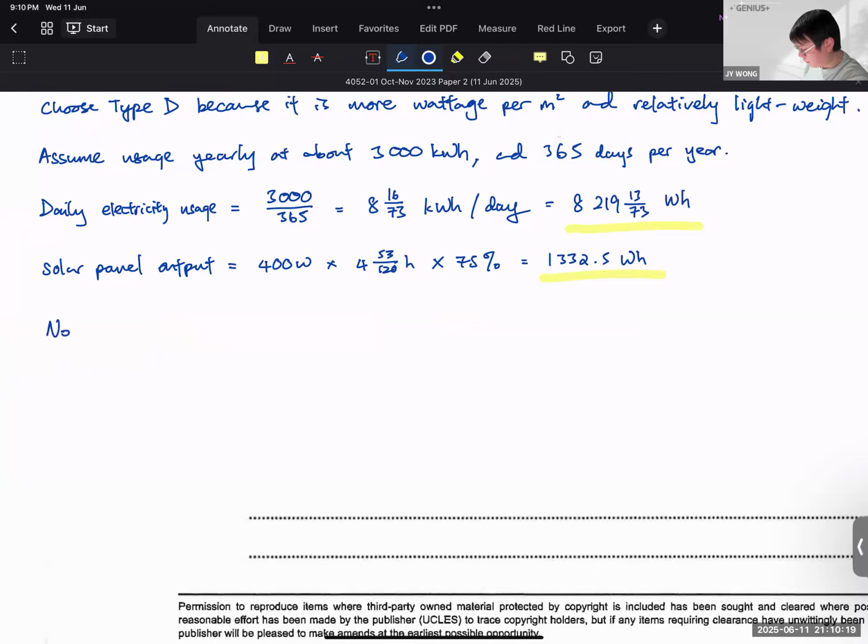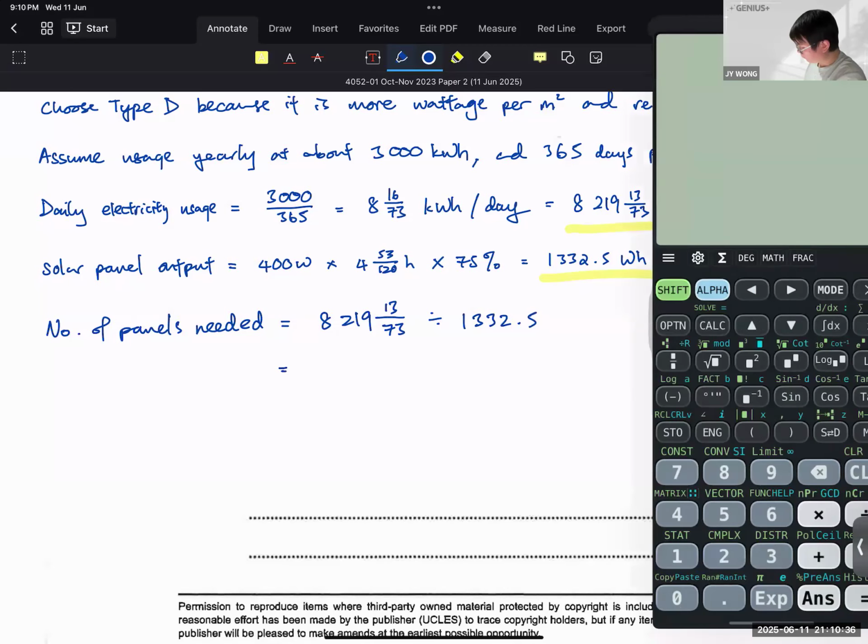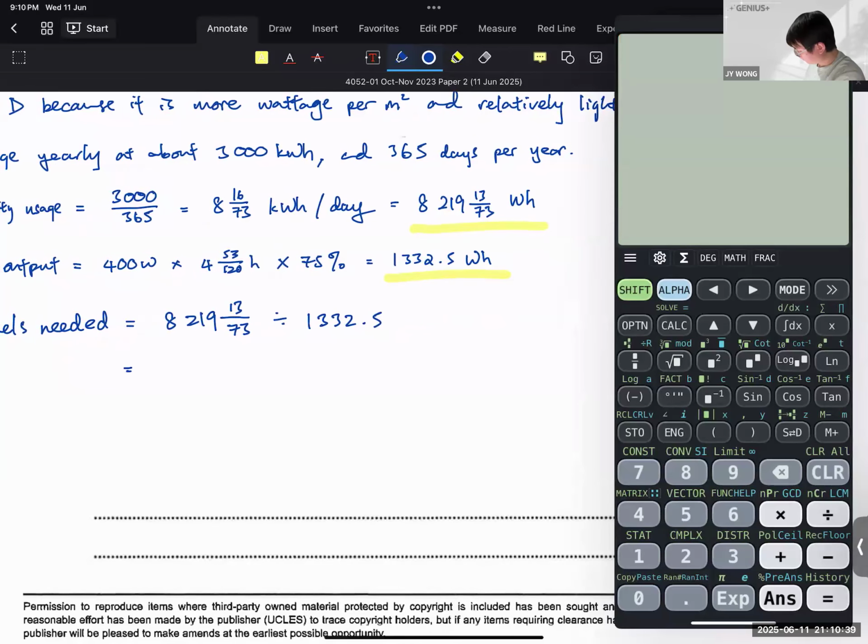And therefore, the number of panels needed is equal to 8,219, 13 out of 73 divided by 1332.5. So your real-world application question is just about processing the information given to you in a logical manner.